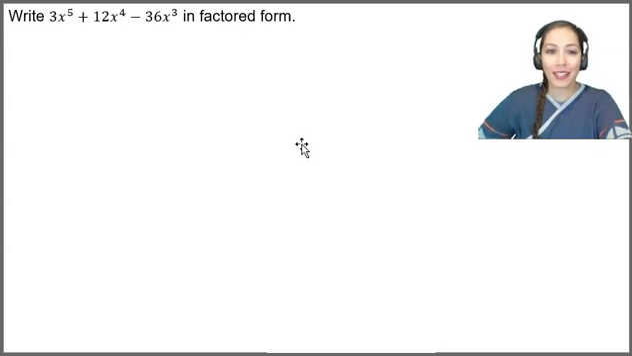Write 3x to the fifth plus 12x to the fourth minus 36x cubed in factored form. How do I write something in factored form?